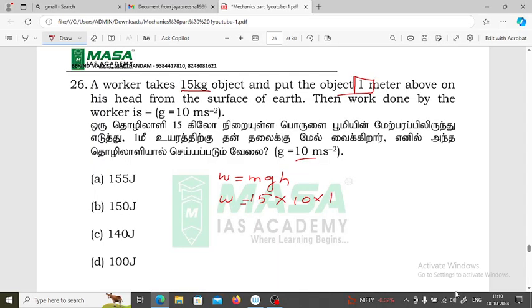So 1. Substitute all the values. W is equal to 150 joule. Answer option B is correct.